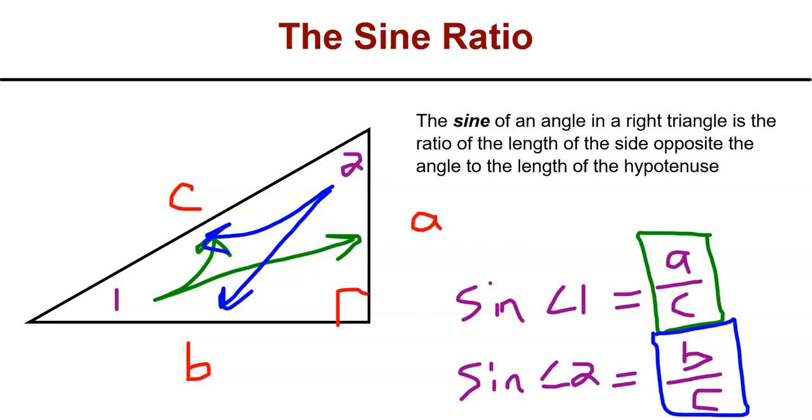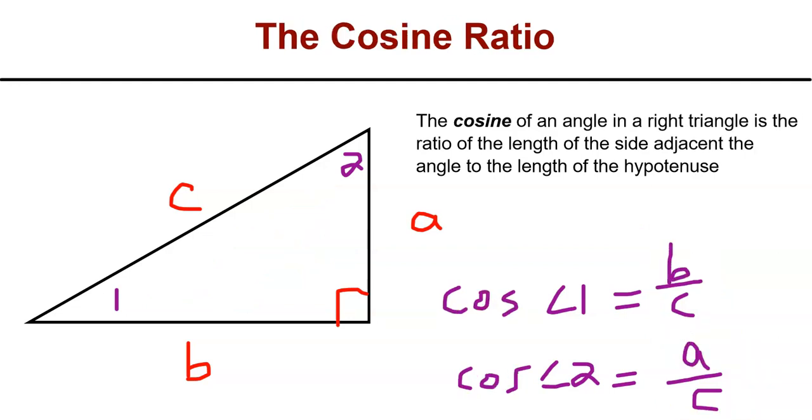The last ratio that we'll talk about as a part of this class is something called the cosine ratio, which is the ratio of the length of the side adjacent to the angle to the length of the hypotenuse. Go ahead, pause the video, write down everything you see on this screen, come back when you're ready to look at it in a bit more detail, and move on to some practice problems.